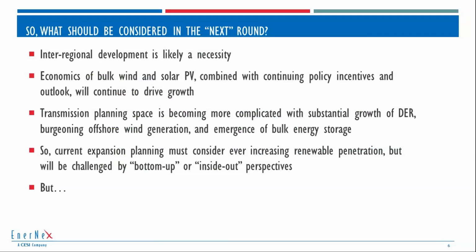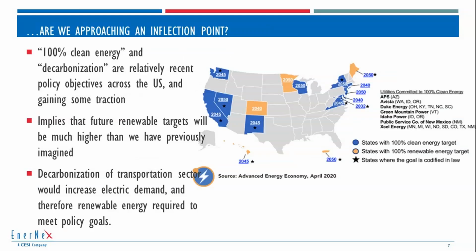The transmission plan space is becoming more complicated, though, with the substantial growth of DER, the fact that we will see offshore wind generation off the East Coast, and then the emergence of bulk energy storage, which is potentially an option to offset some transmission needs. But nonetheless, transmission is one of the tools in the toolbox to facilitate these larger volumes of energy. So the current expansion planning has to consider the growing renewable fleets or projected growth, but are they challenged too much by the bottom-up, two-year cycle, inside-out viewpoint that you take of the world, or really need to take of the world with regard to the overall construct and the stakeholder participation?